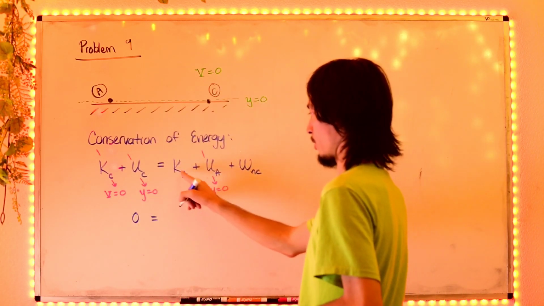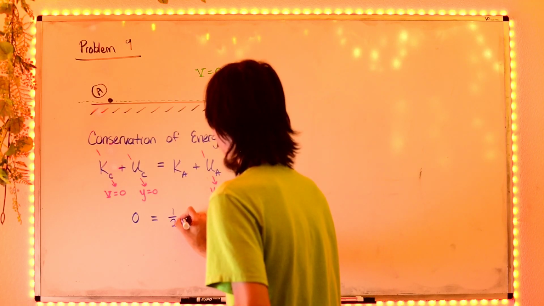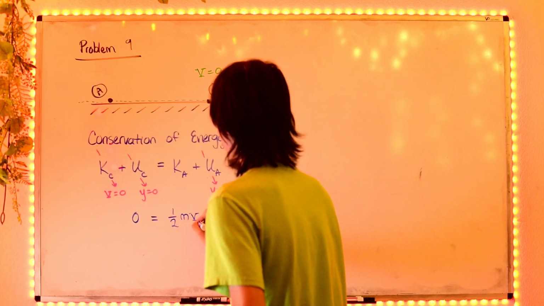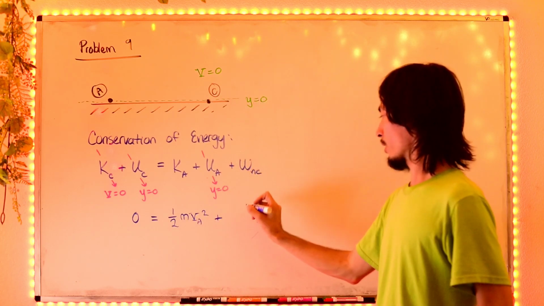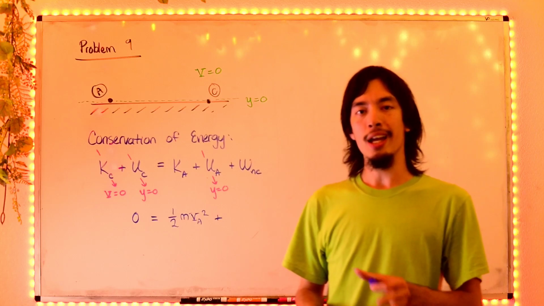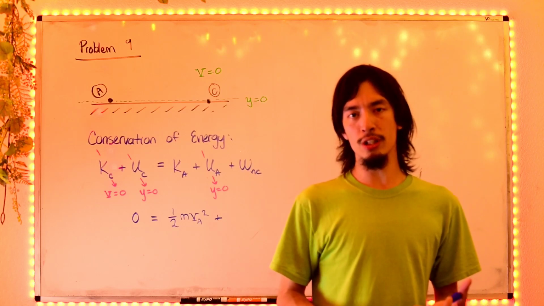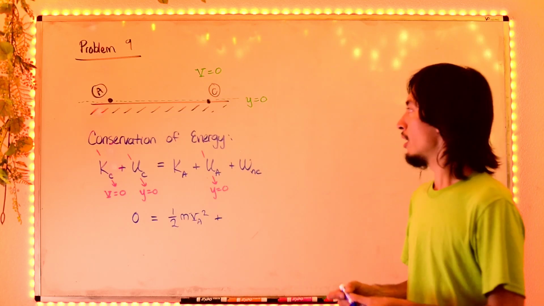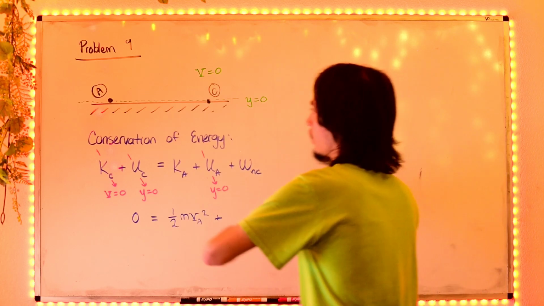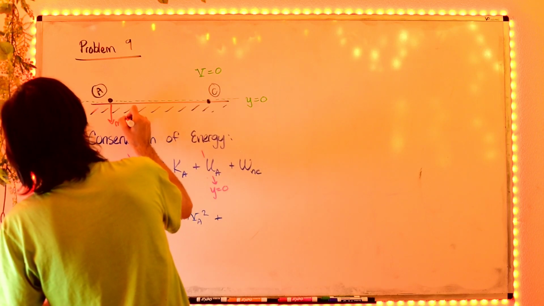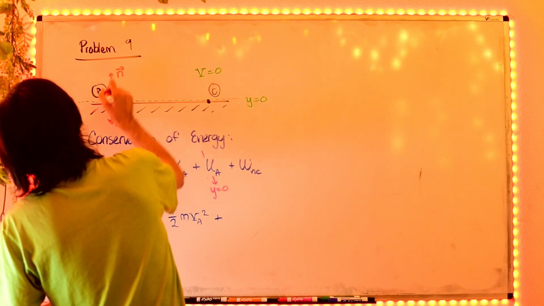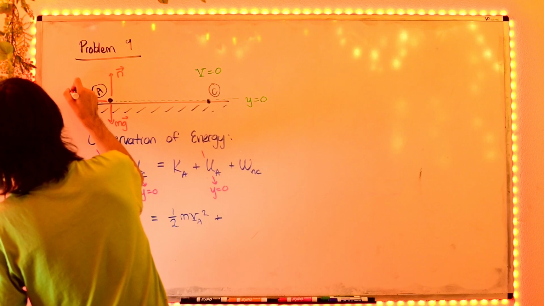Now, what we have left is 0 on the left side. Expand out what's left: kinetic energy A is 1/2 m v initial squared plus our work non-conservative. In this problem, there's only friction responsible for it slowing down. If we draw a free body diagram of this setup, it has the weight, the normal force, and the friction force in the opposite direction of motion.